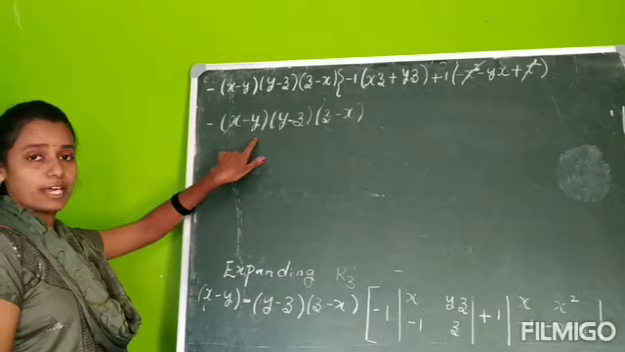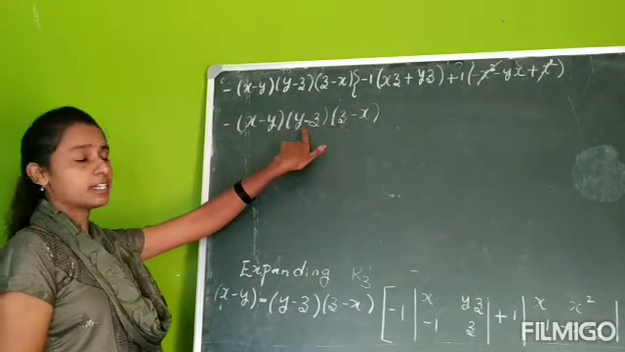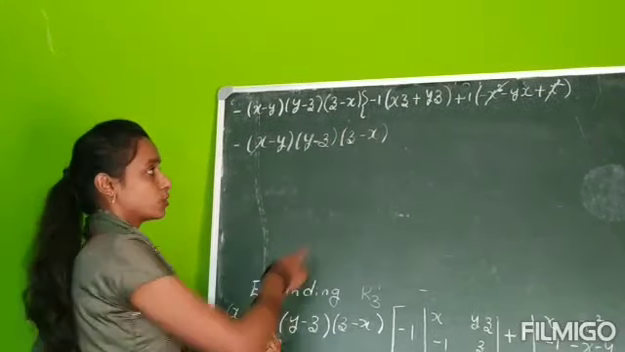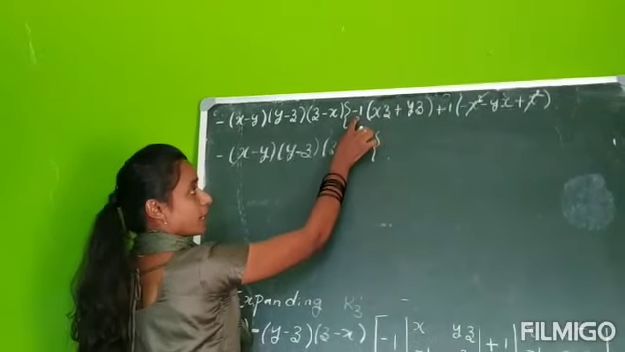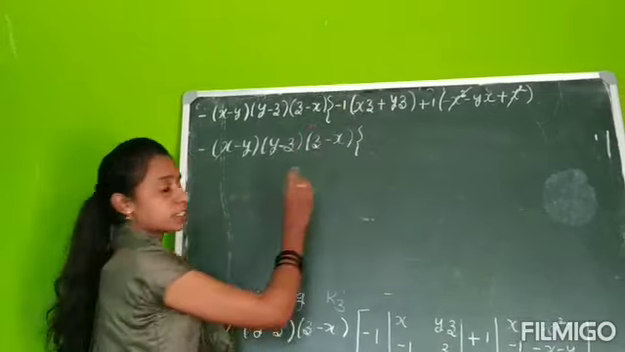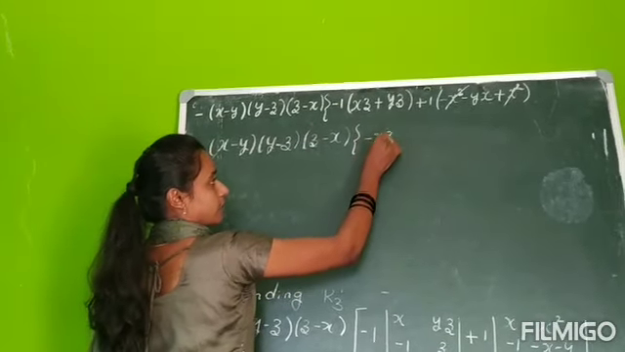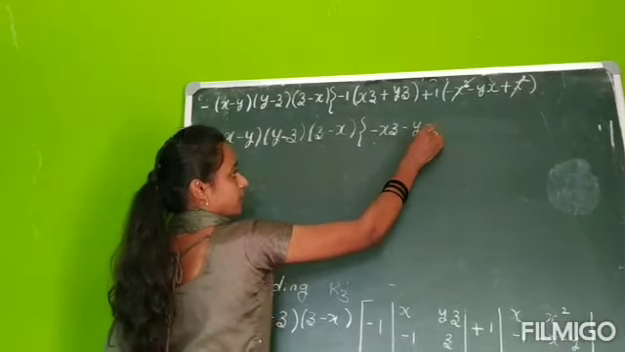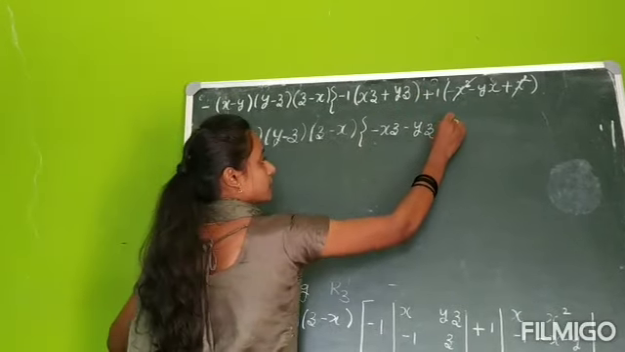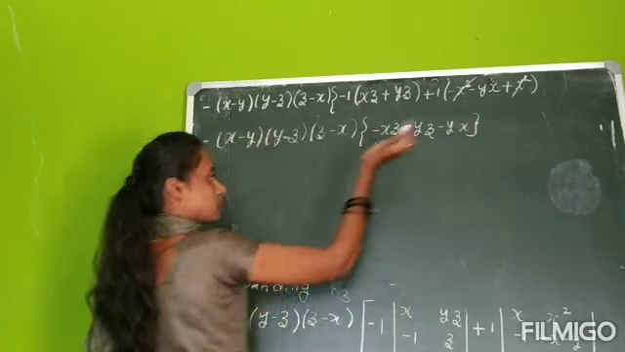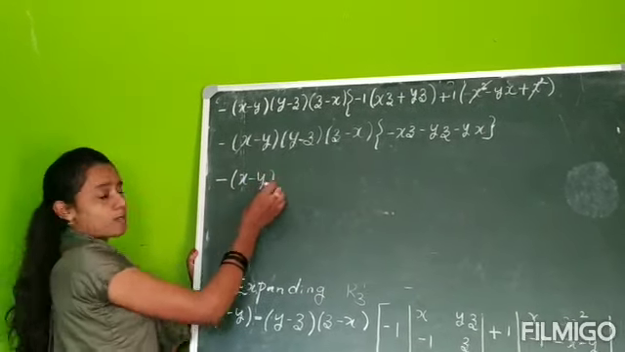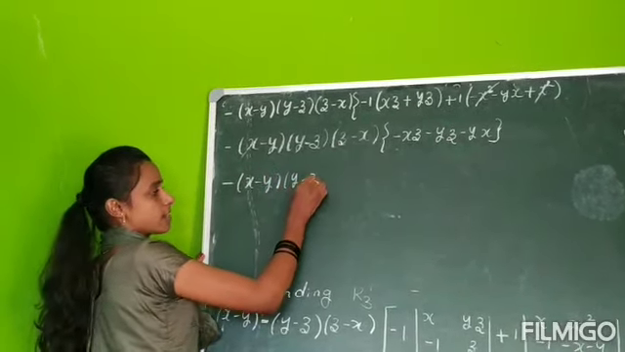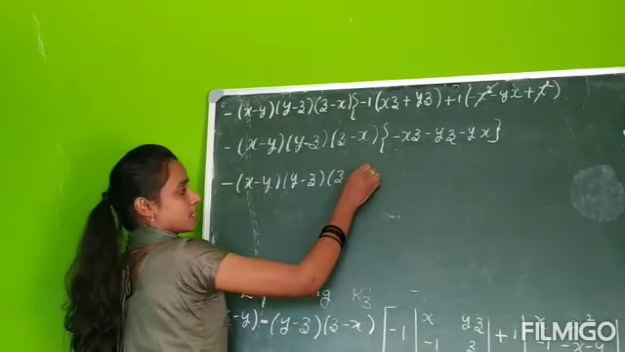Minus x minus y and y minus z, z minus x. So there plus x square minus x square get cancelled. You just multiply this minus for these two terms. You will get minus xz minus yz, and there remaining is minus yx. So now two more steps, that is x minus y minus z, then z minus x.